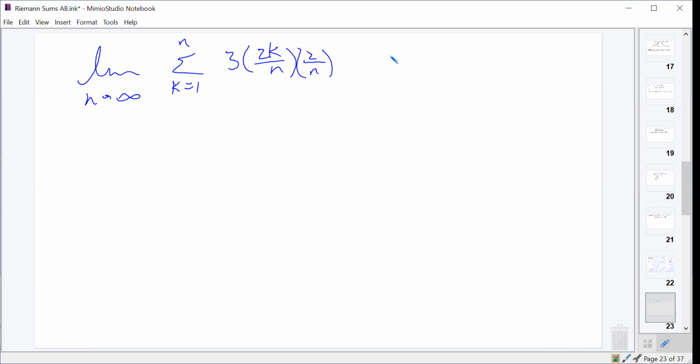Most of the time on the AP test, this is as far as they will ask you to go when they ask you to convert it into Newton's notation for an integral. But every once in a while in a free response, they throw one out there where they want you to finish evaluating it. So we're going to practice doing that. What do I get if I multiply all this out? You get 12k over n squared.